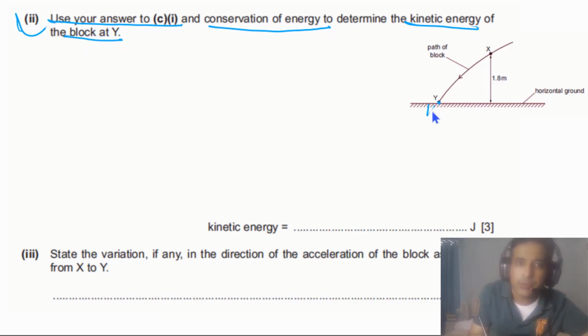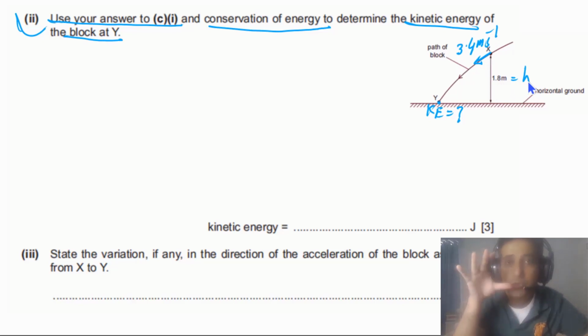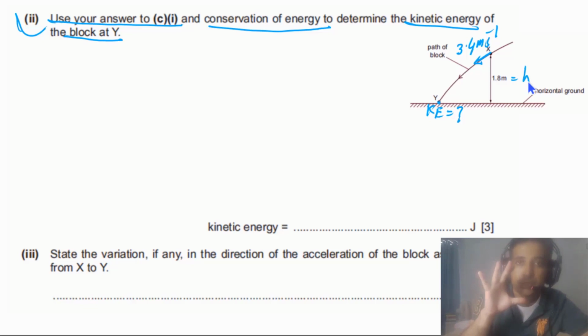At this point, we need to determine the kinetic energy of the block. But we have the speed of the block at point X. The speed of the block was given, equal to 3.4 meters per second, and we have the height of the block. In this case, there is no air resistance, meaning air resistance is negligible. So it simply means that total mechanical energy is conserved.